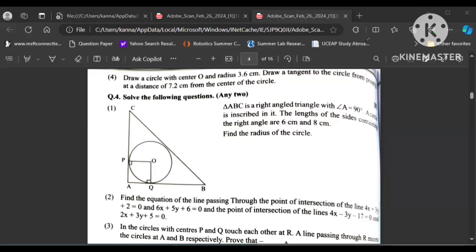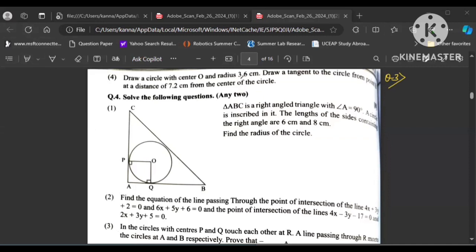You can see here, children. I want to do question number 3, the fourth question, okay? What it says is, draw a circle with center O and radius 3.6.